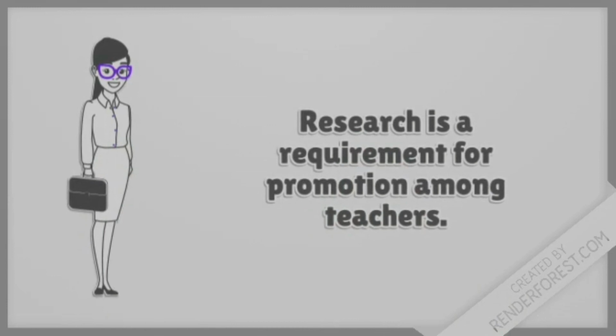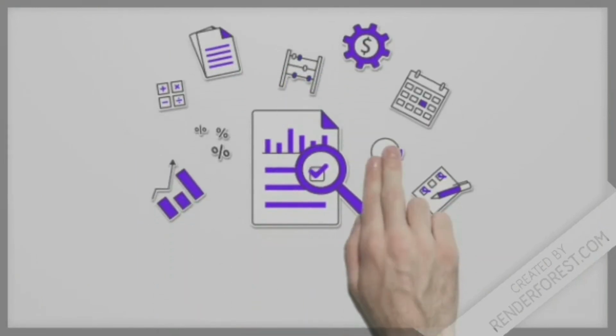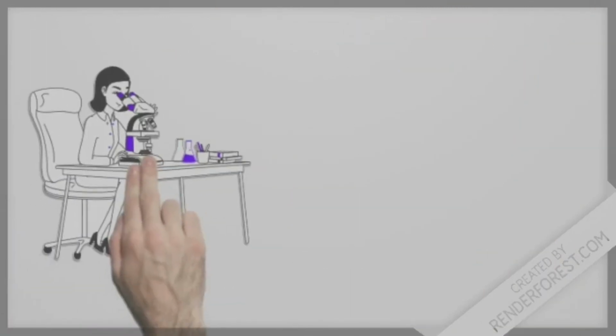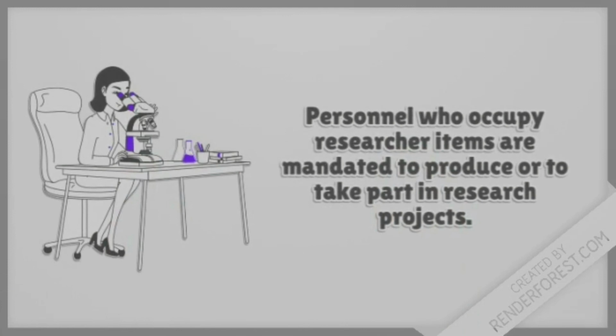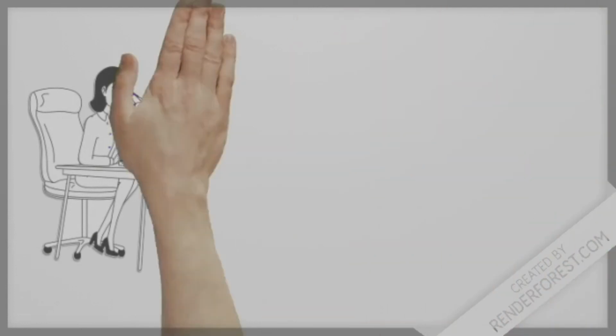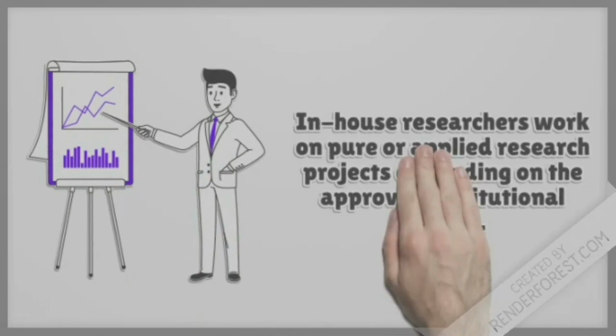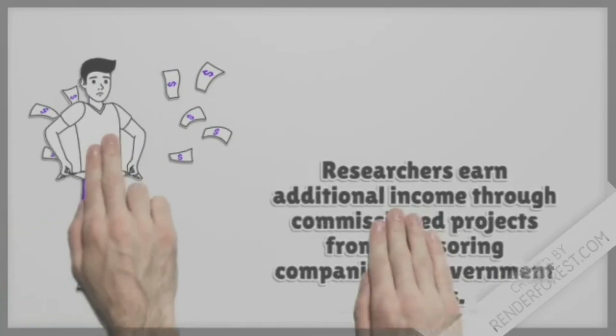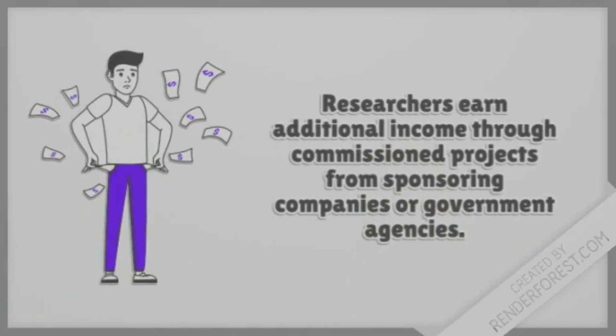Research is a requirement for promotion among teachers. Applicants for associate professor and full professor ranks should submit a published scientific research within their specializations. Personnel who occupy researcher items are mandated to produce or take part in research projects. In-house researchers work on pure or applied research projects depending on the approved institutional studies. Researchers earn additional income through commission projects from sponsoring companies or government agencies.